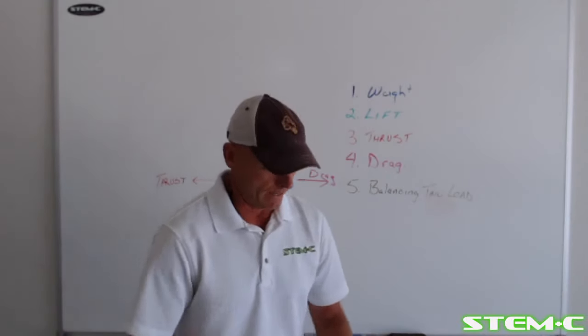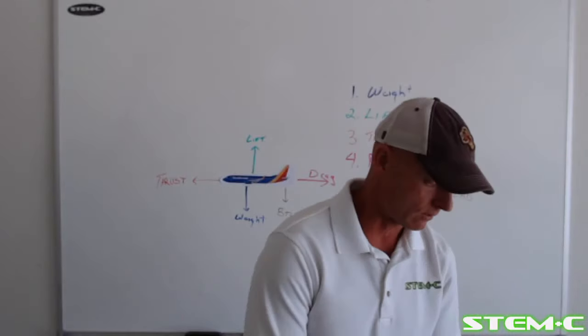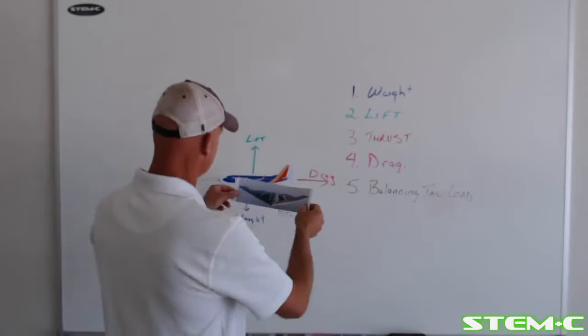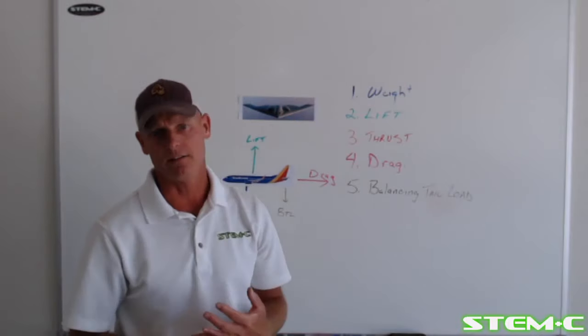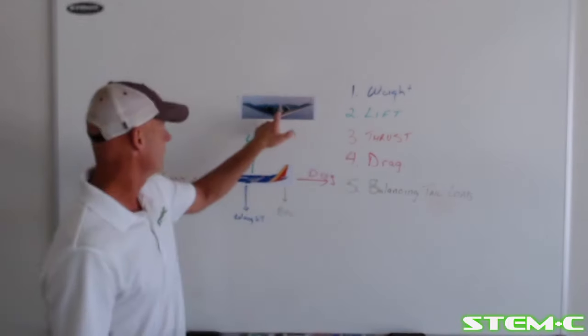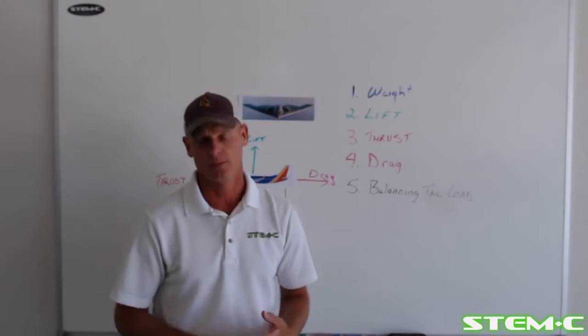So I know right now in the crowd, some of you are saying, well, wait, Mr. Kaut, that airplane does not have a tail. I agree, that airplane does not have a tail.